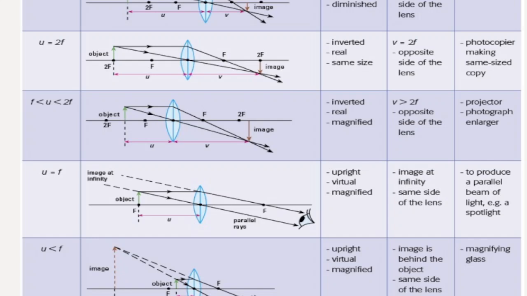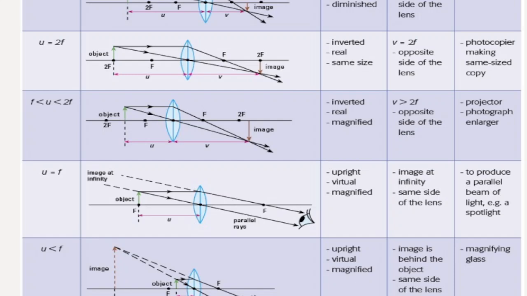Now, with the object at the focal length, when you draw these two lines, they go beyond, parallel. So it's an upright, virtual, magnified image. The image is at infinite distance. So basically this is used to produce a parallel beam of light. For such cases this is used.